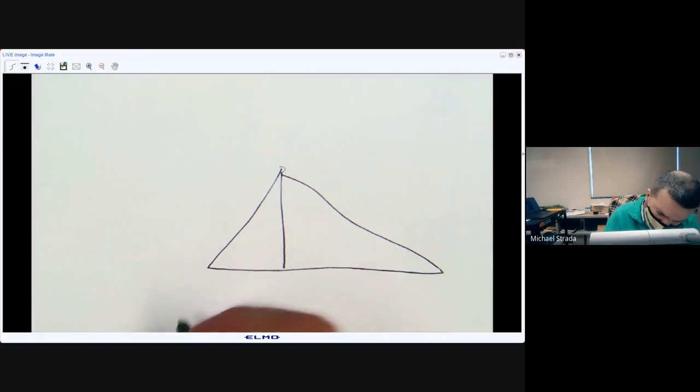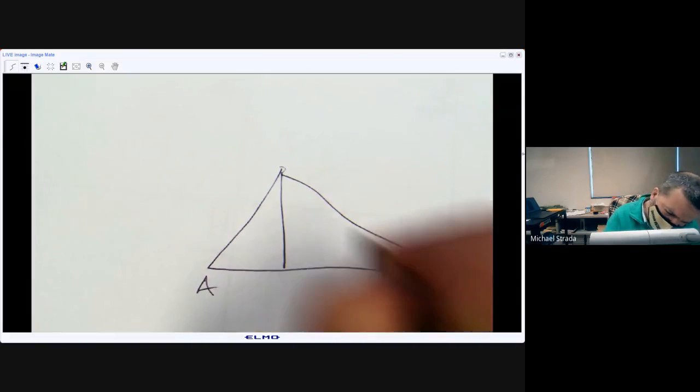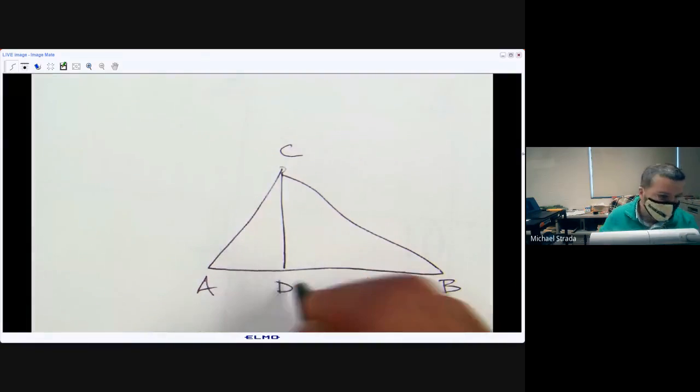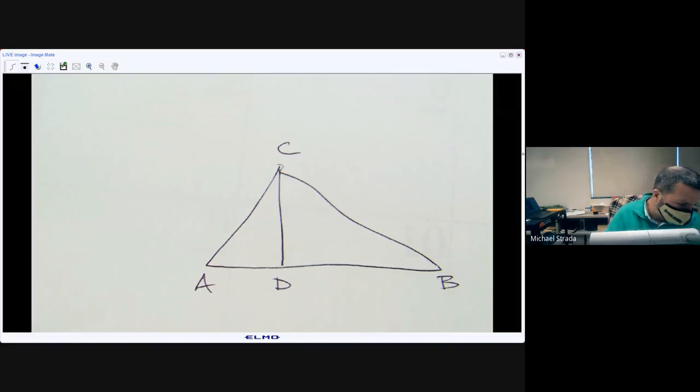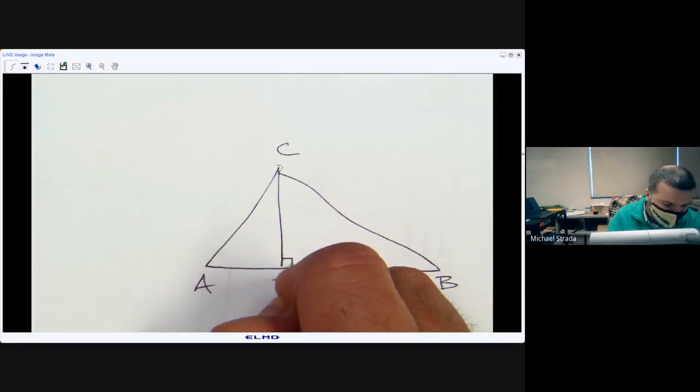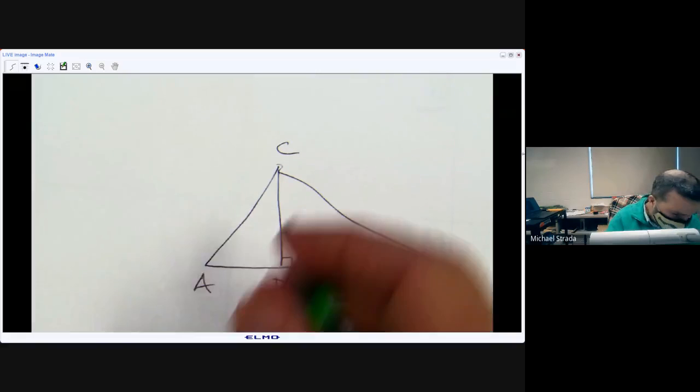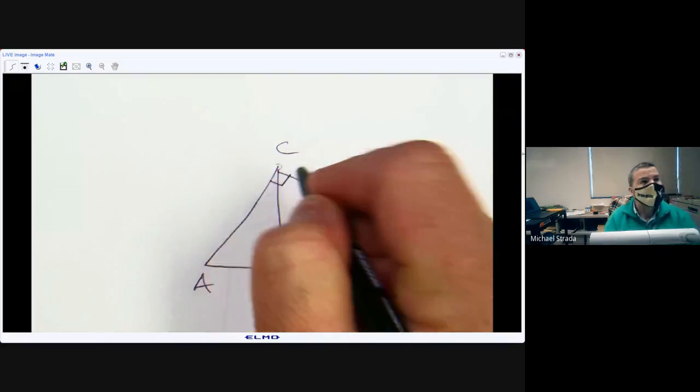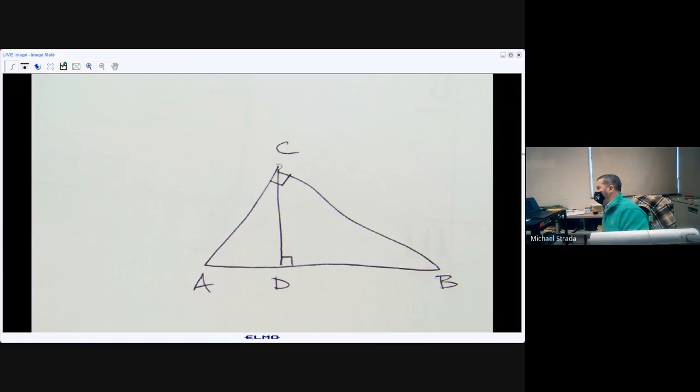All right, and it is ABC. Okay. And let's say that's what an altitude looks like. It's perpendicular, and this is also a right angle. So you got two right angles in the diagram.